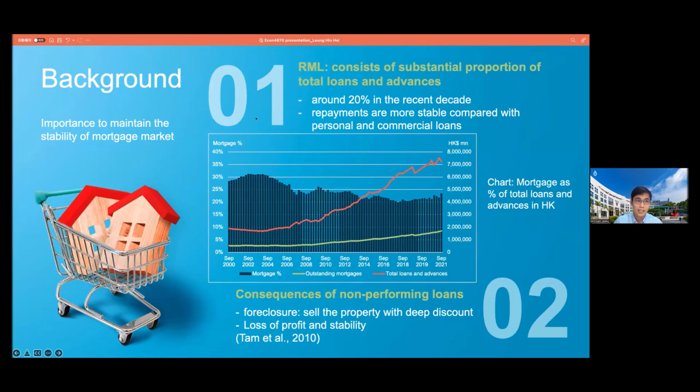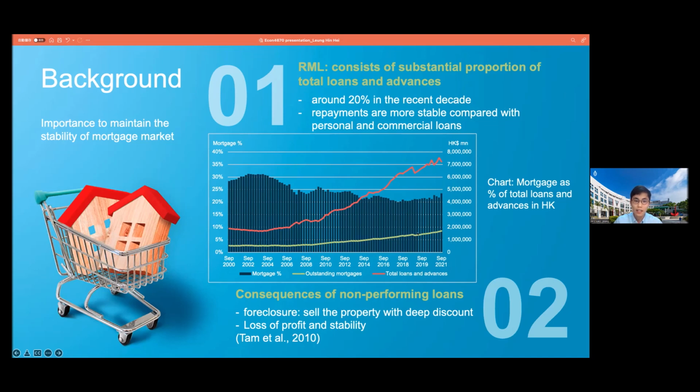Here is some background about residential mortgage loan repayment. Why is this topic important? Because residential mortgage loans make up a substantial proportion of total loans and advances. Since the start of the 21st century, it has been around 20% of the total loans and advances in Hong Kong, and it is a rather stable proportion.